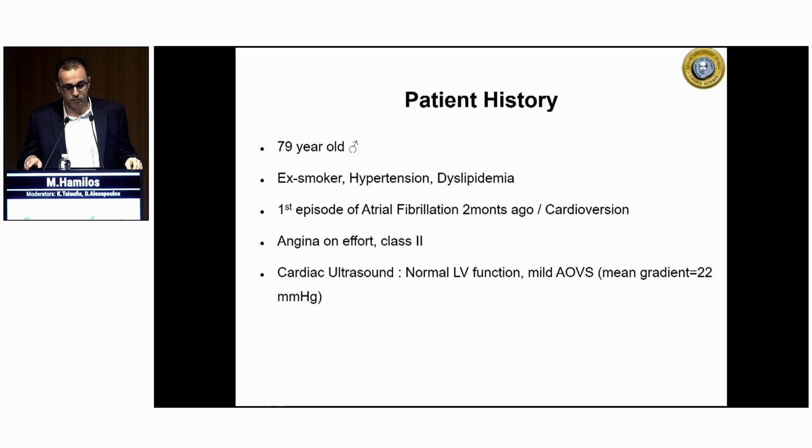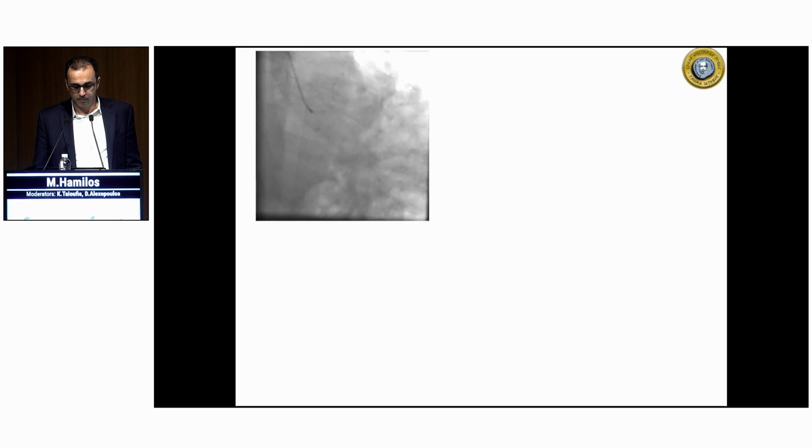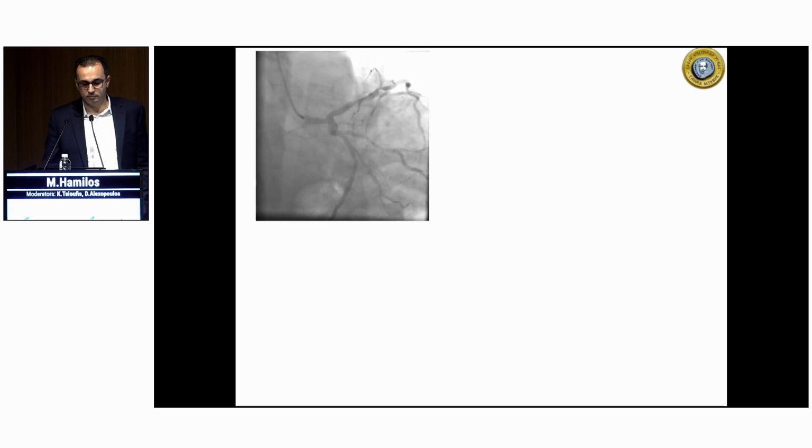The case is a 79-year-old male, hypertensive and hyperlipidemic. He had an episode of atrial fibrillation some months ago and underwent electrocardioversion. He presents to our hospital with angina on effort, with normal LV function and a mild aortic valve stenosis. So this is his medication, and this is his coronary angiogram.